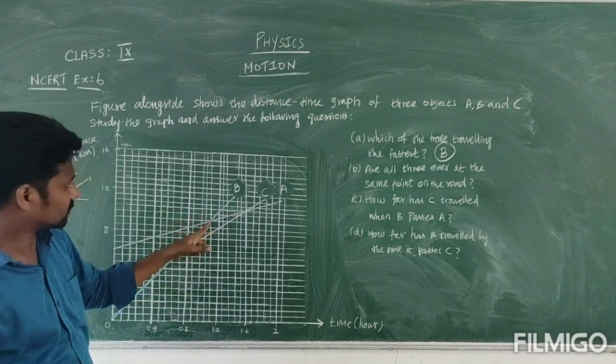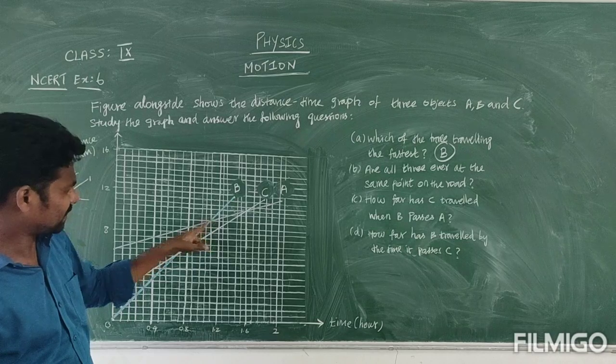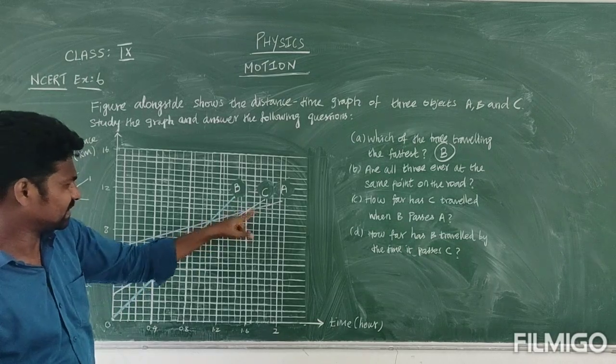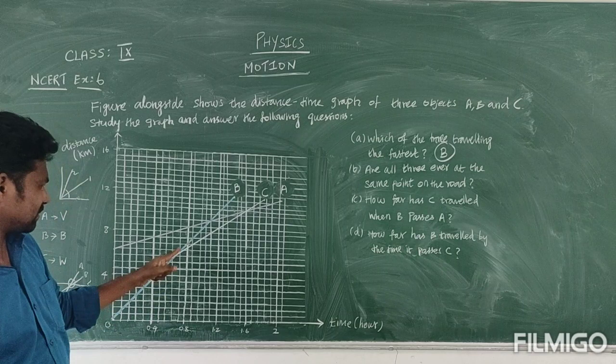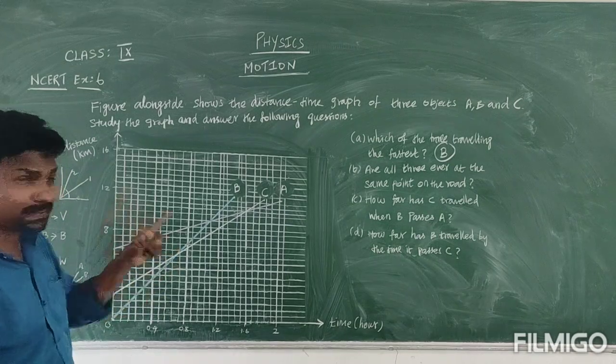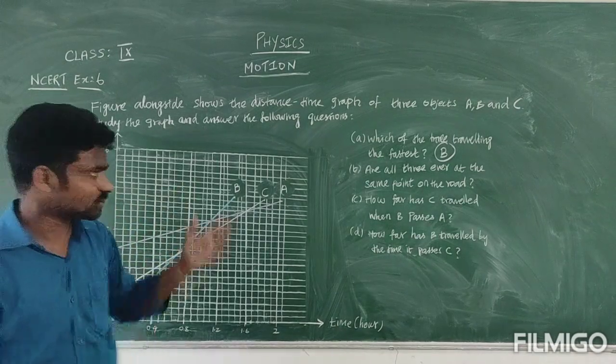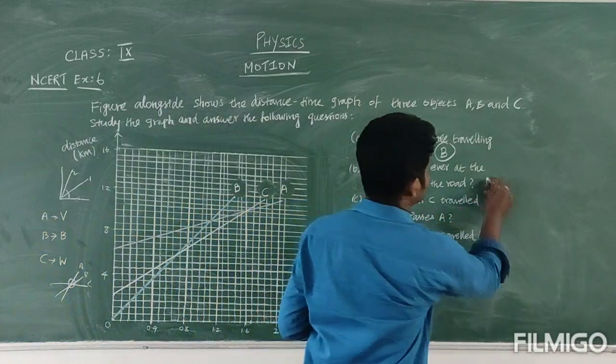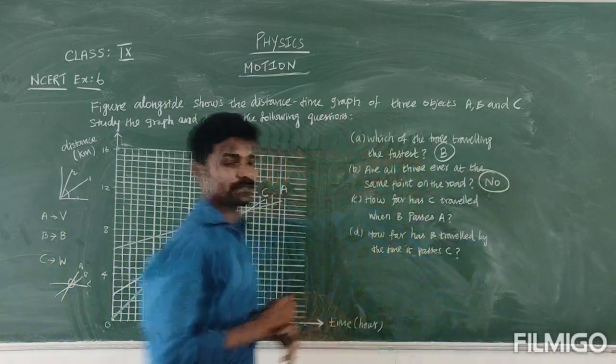See, if you observe, here B and A will meet. Here C and A will meet. Here B and C will meet. But A, B, C at a time will not meet. So the answer is no.